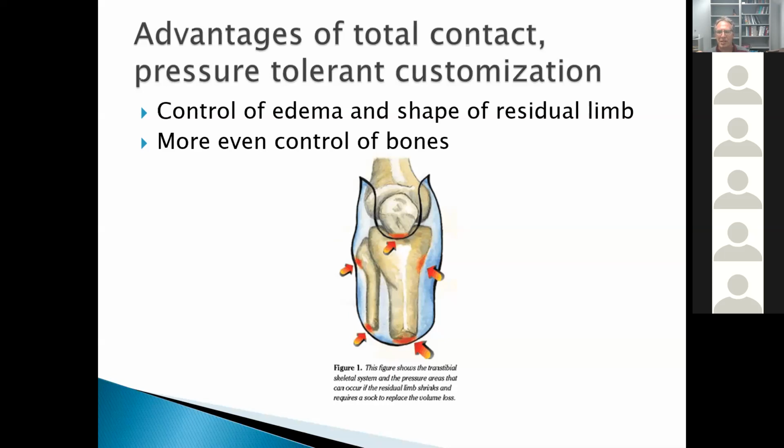Well, you control the prosthesis with the bones. So in the same way, we need to have bony capture with the prosthetic socket. If we don't, then we have poor control of the prosthesis.